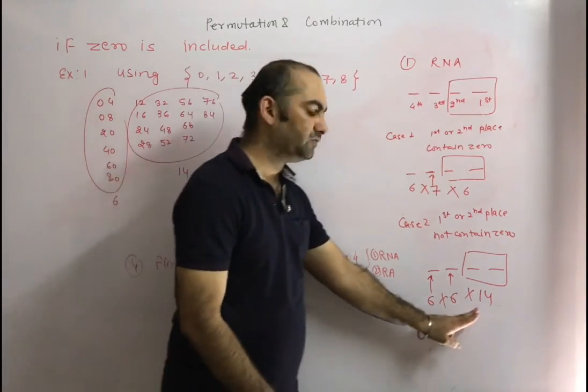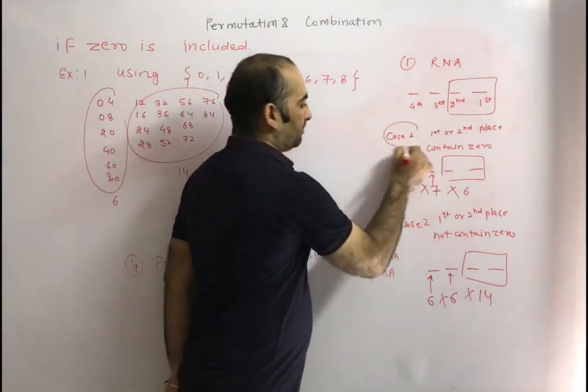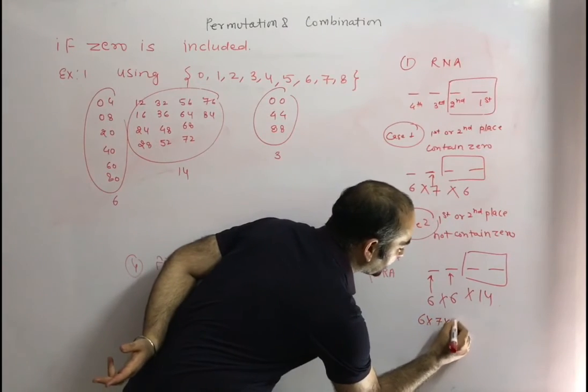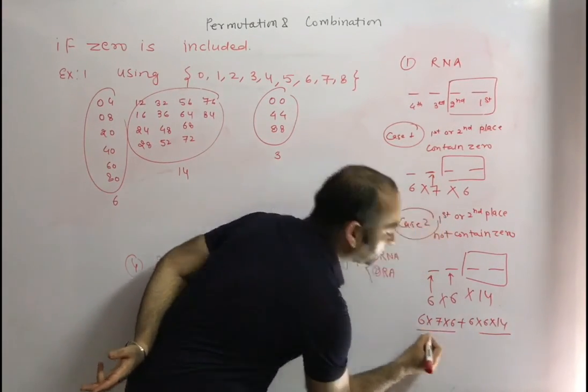So 6 into 6 into 14. So what is the answer? 6 into 6 into 14. Now what will we do? Case 1 plus case 2. So what is the answer? 6 into 7 into 6 plus 6 into 6 into 14. This is your answer, case 1 plus case 2.